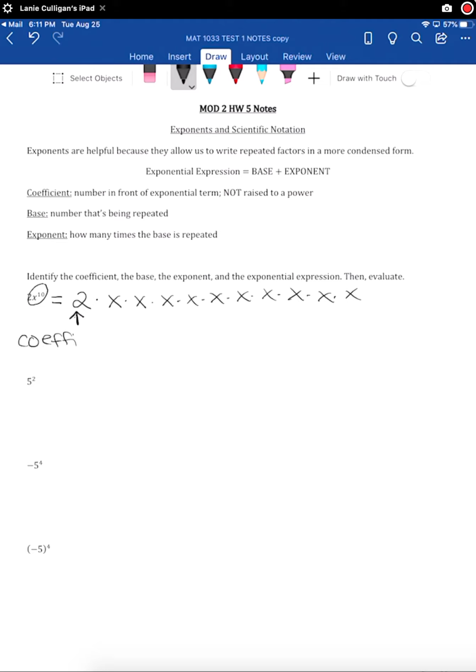So our coefficient is 2. Our base is the number that's being repeated. So in this case, our x's are being repeated. So our base is going to be x. And our exponent is that number of times that it's being repeated. So our exponent is going to be 10.